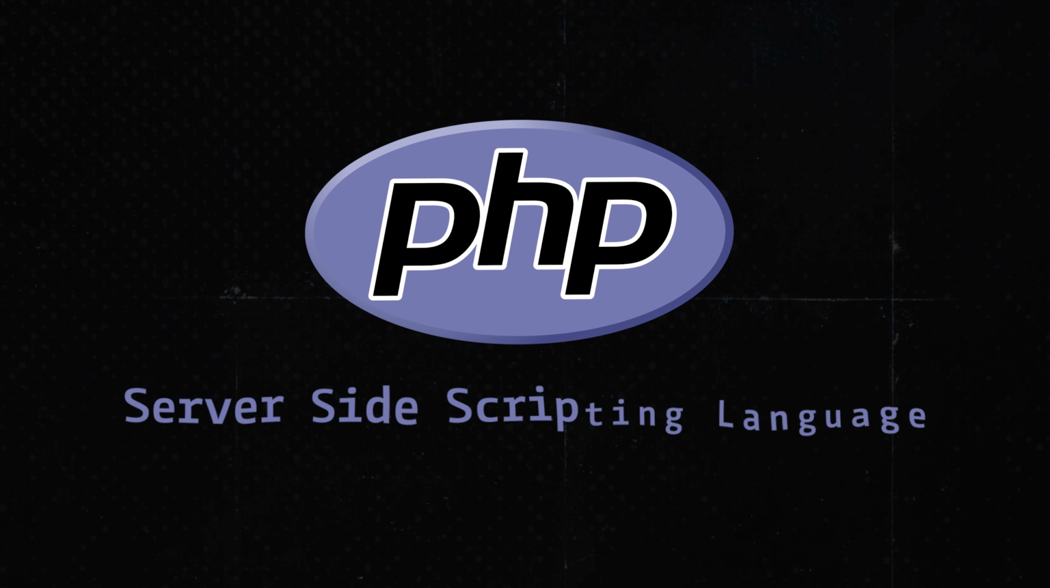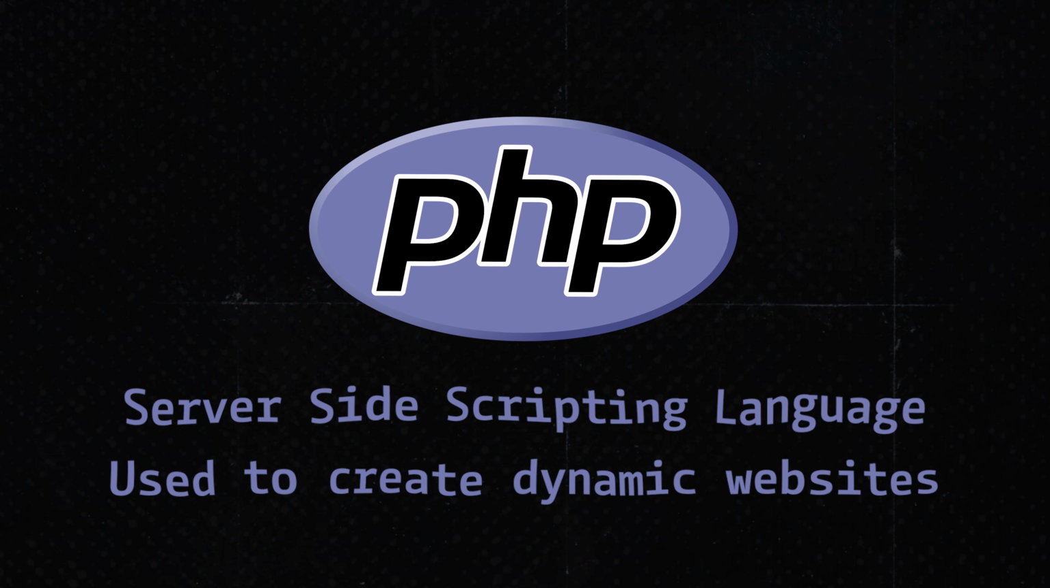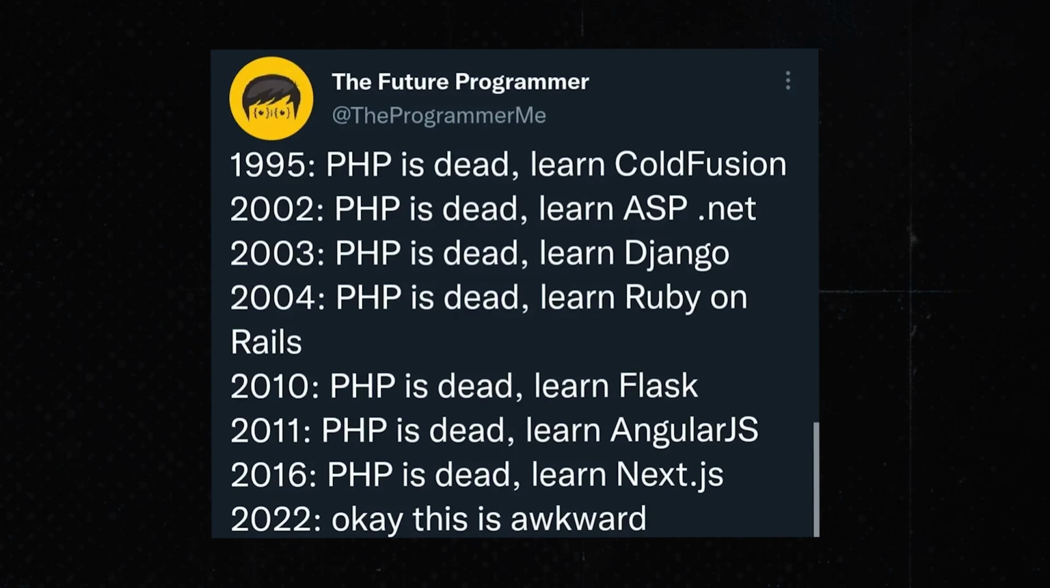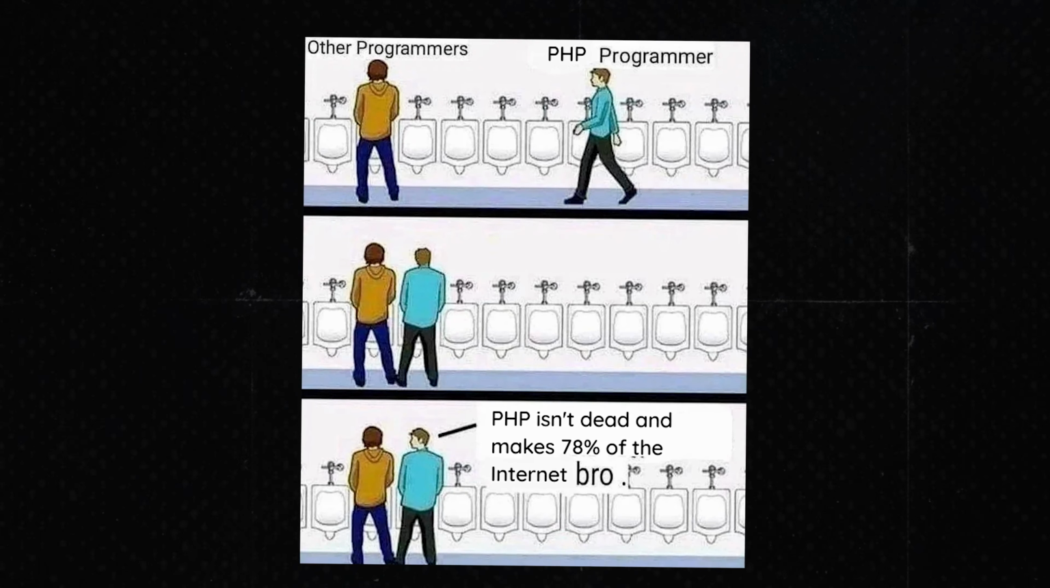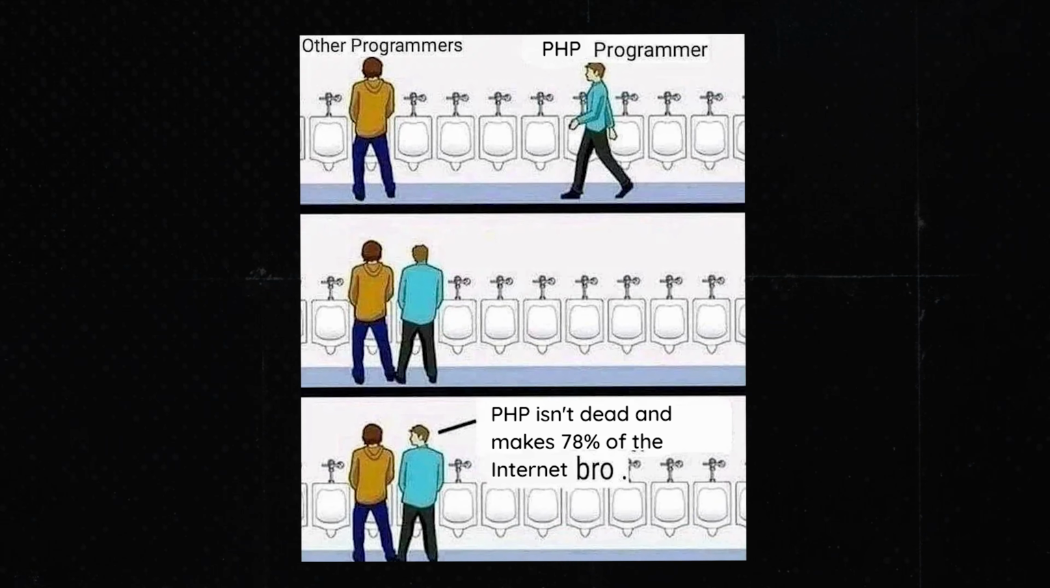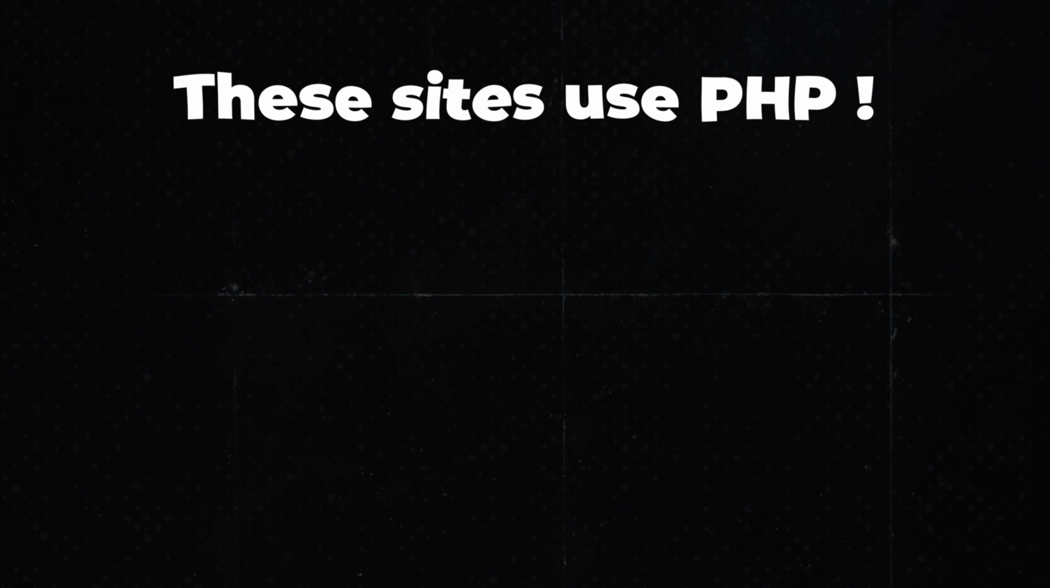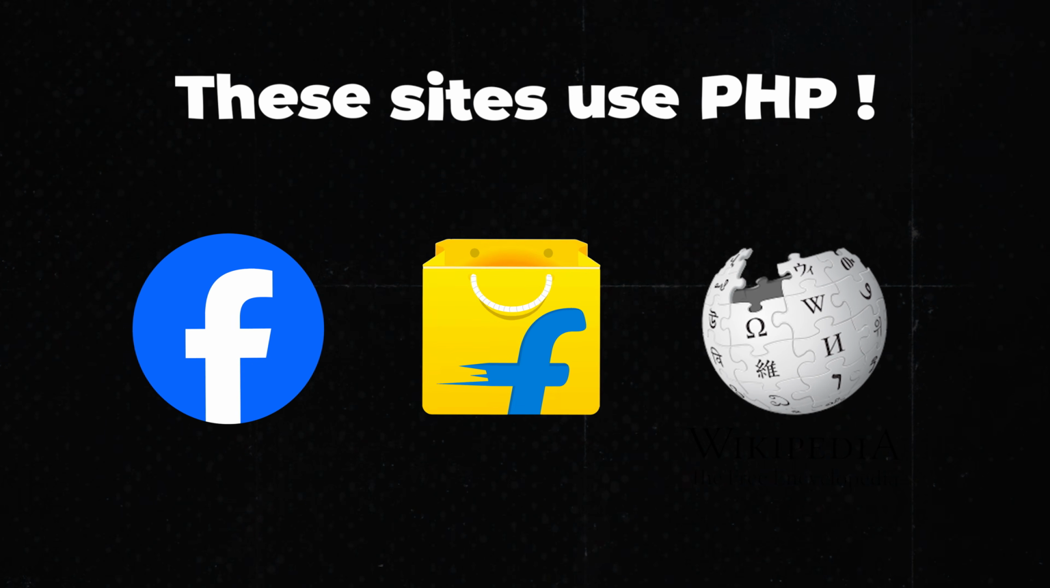PHP, a server-side scripting language used to create dynamic websites. Despite claims that it's been considered dead for a decade, PHP is still used in almost 78% of all websites, including some popular ones like Facebook, Wikipedia, and Flipkart.